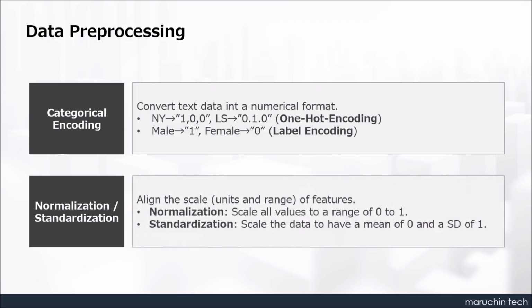We also need to scale our features using normalization or standardization. Scale just means the units or range of the numbers. For example, if features have very different scales, like age and annual income, the model might incorrectly think annual income is more important. Normalization scales all values to fit within a 0 to 1 range. Standardization transforms the data to have a mean of 0 and a standard deviation of 1.